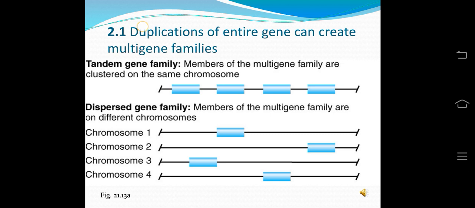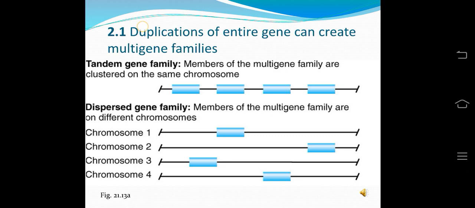Tandem gene family and dispersed gene family. These are the two types of gene families. In a tandem gene family, members of the multigene family are clustered on the same chromosome, but in a dispersed gene family, members of the multigene family are on different chromosomes. These are the two types of duplications of an entire gene that can create multigene families. Just some processes of duplication, not amplification. This creates superfamilies, multigene families with two kinds of systems: tandem gene family and dispersed gene family.